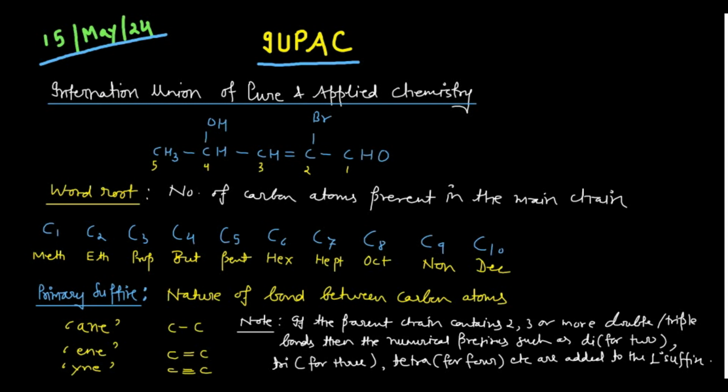So this molecule which I have shown here has 5 carbons. So the word root for this particular molecule is pent, because 5 carbons are there in the main chain. After this you can see I have written Br and OH, which are flanked, forming the side chains on this main chain, or the principal chain of the compound, which contains the 5 carbons. These bromine and hydroxyl are forming the side chain.